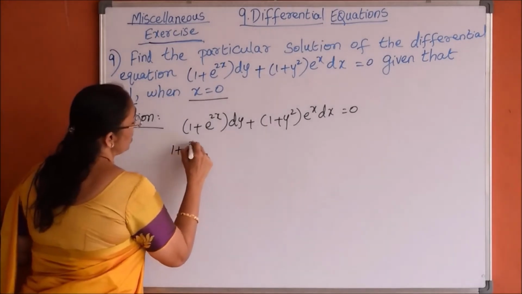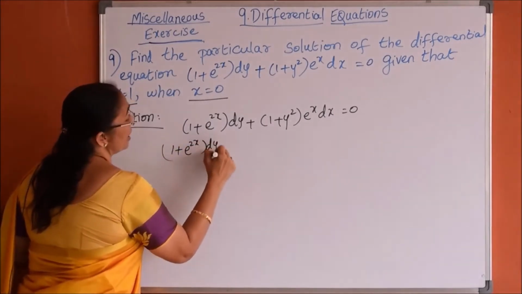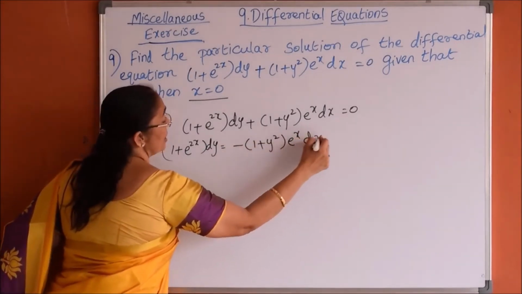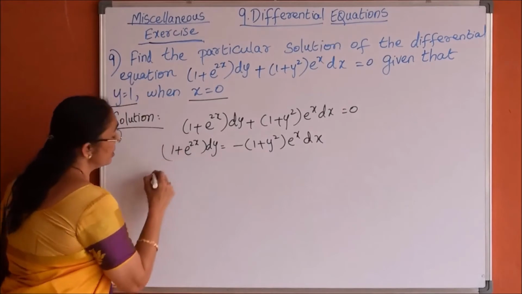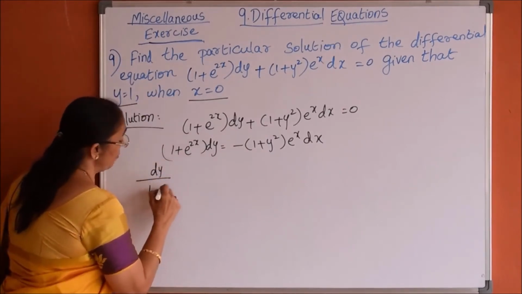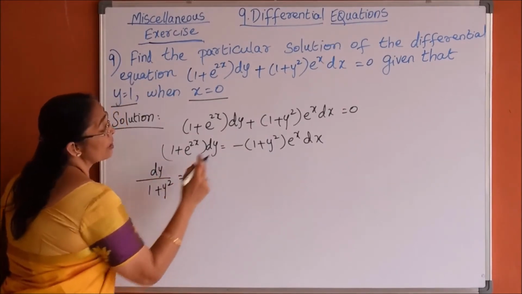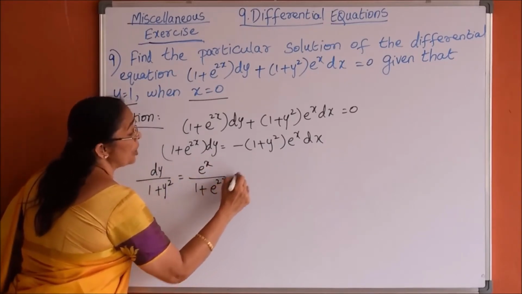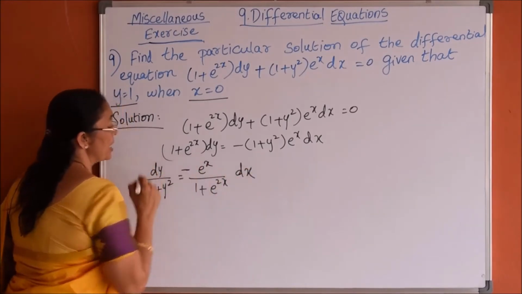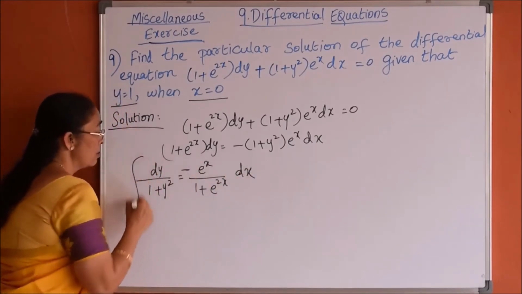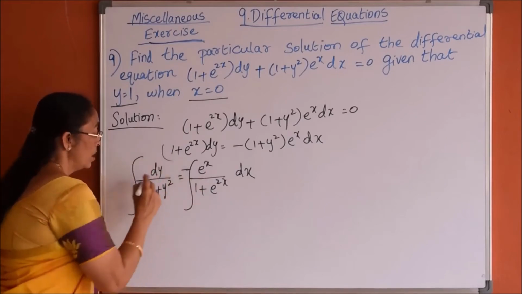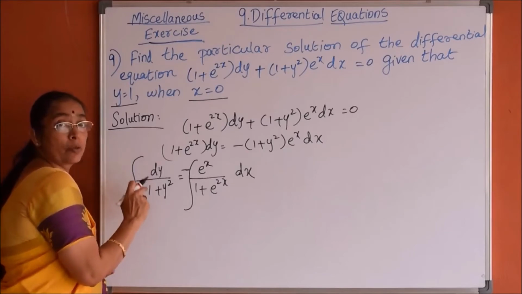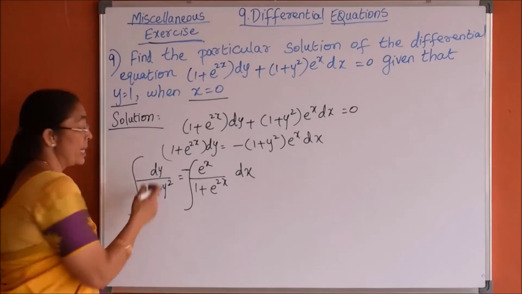Now, we can solve this differential equation by the method of variable separable. So, 1 plus e power 2x of dy is equals to minus 1 plus y square e power x dx. Separating the variables, dy divided by 1 plus y square is equals to e power x divided by 1 plus e power 2x dx, and negative sign is there on the right hand side. Integrating both the sides. Left hand side integration, it is the form of integration of dx by x square plus a square, which is 1 by a tan inverse x by a.